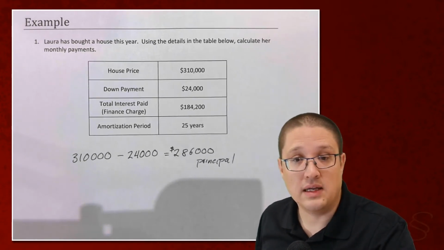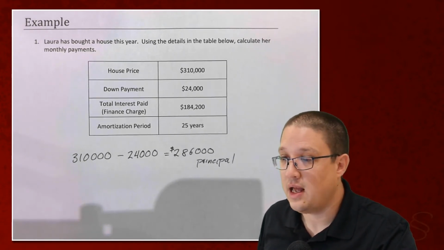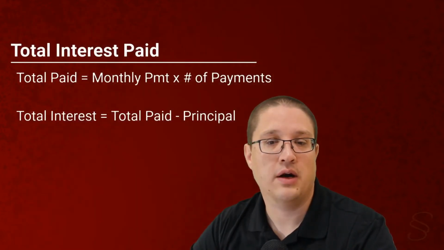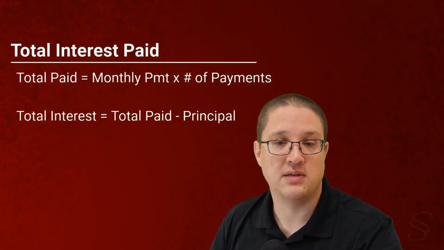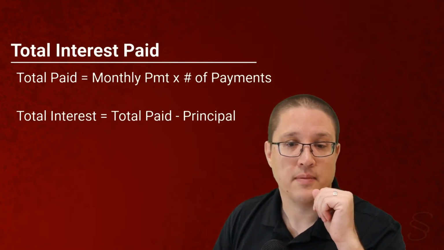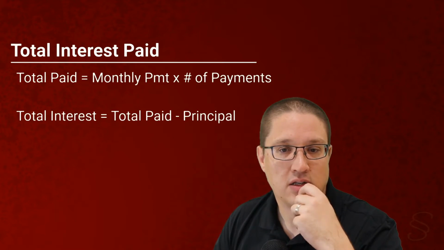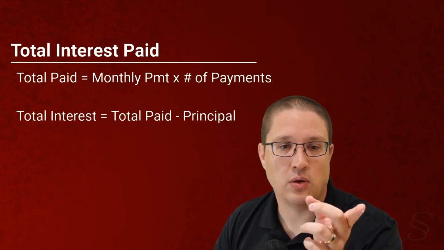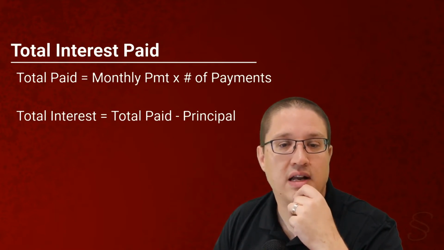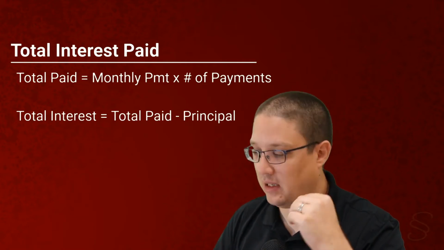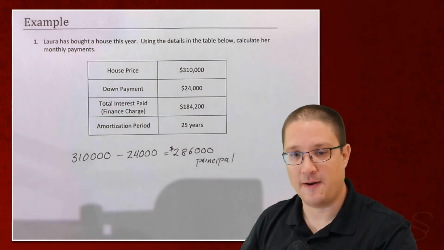The reason we need this is because we're going to say, hey, let's work a little bit backwards. So let's go back to our formula here. I have the principal. You may notice that I'm looking for the monthly payment. I have the principal. I have the total interest. I can find out the total amount that was paid by working backwards through this formula. So let's look at that.